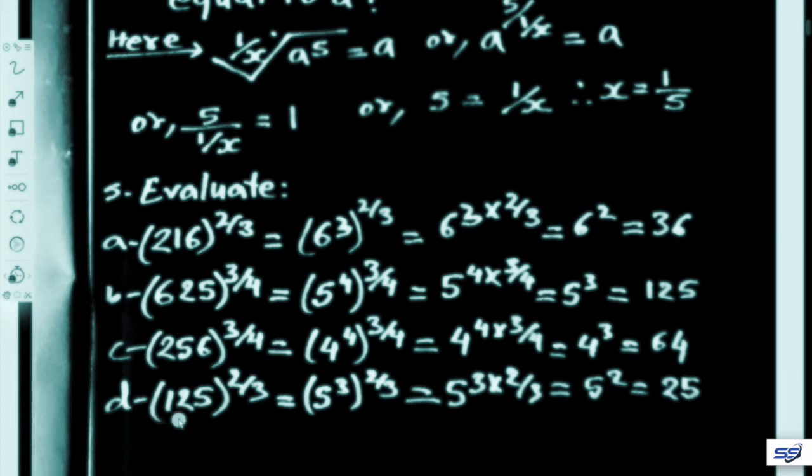Now D number: 125 power 2 upon 3. 5 power 3 is 125, and 125 is 5 power 3, whole power 2 upon 3 given here. Now this power shall be multiplied, 3 into 2 upon 3. 5 power 3 into 2 upon 3 equals. Now this 3 cancels and the rest is only 2. So 5 power 2, or 5 square, equals 25. In this way, we have done some basic things.